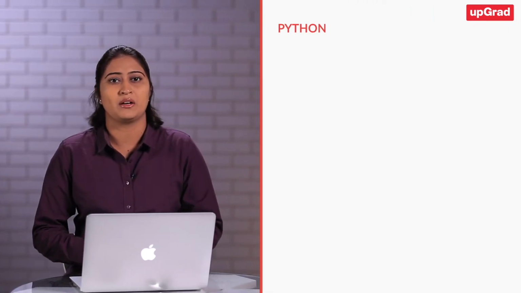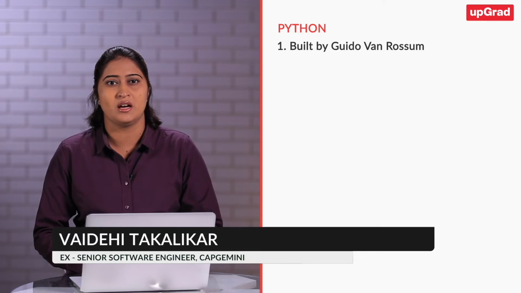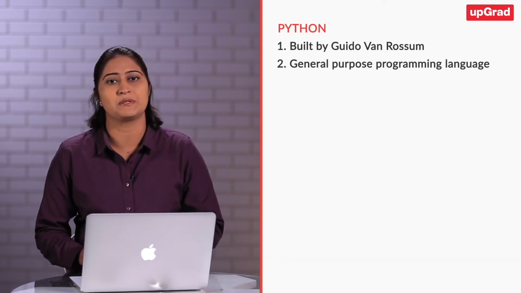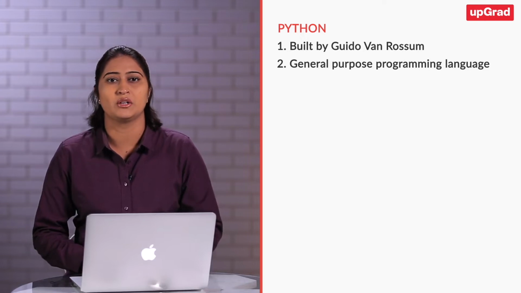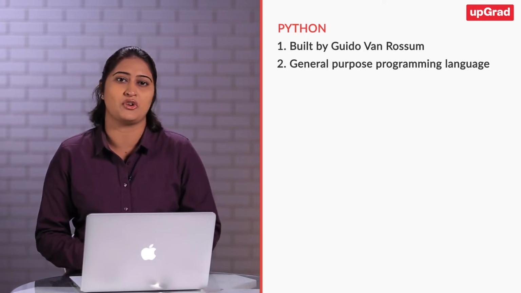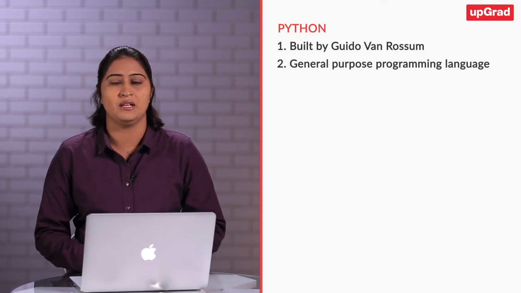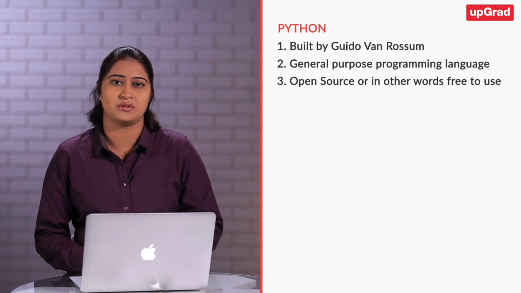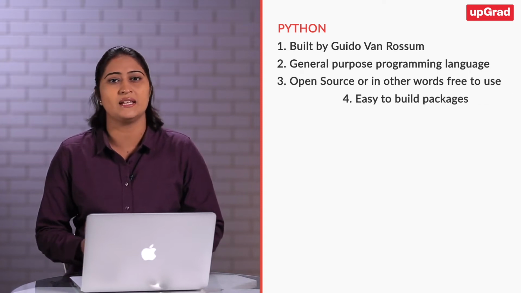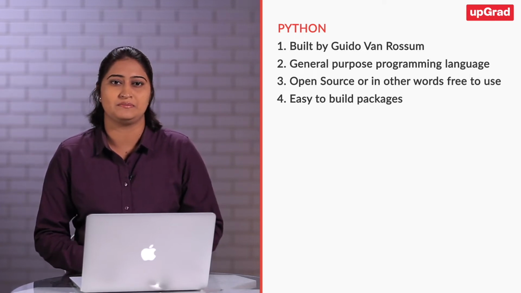Python was built by Guido van Rossum. It was started as a hobby project, but soon it became a general-purpose programming language. Nowadays, one can use Python to build practically any piece of software. Why is it so? Well, first of all, Python is open source. That is, it's free to use. Secondly, it's very easy to build packages in Python. And it's very easy to share your code with people.